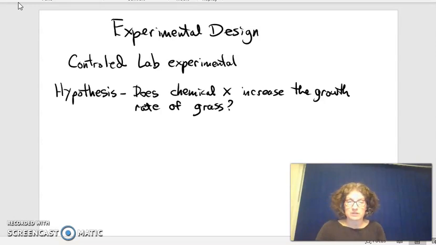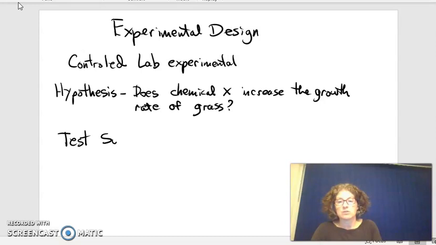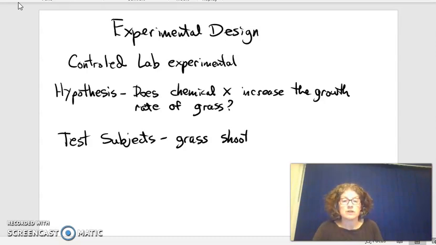So you've got this hypothesis, and the job of an experiment is to test the hypothesis. So the first thing that you want to do is you would want to get some test subjects, right? So you're going to need test subjects, and your test subjects are going to be grass plants, or grass shoots, young grass plants. Okay, and those test subjects, you're going to need to subject them to different conditions.